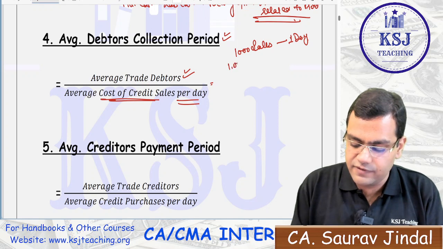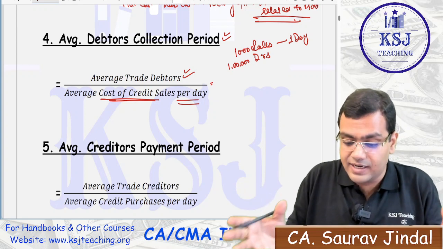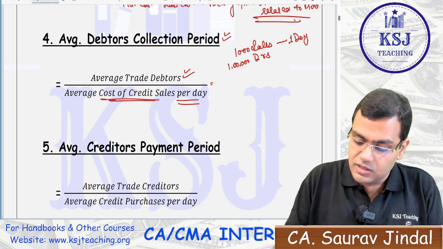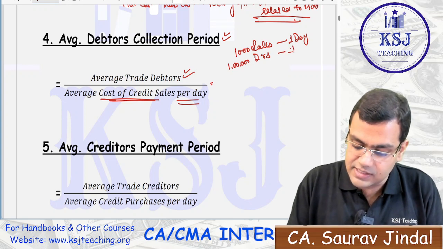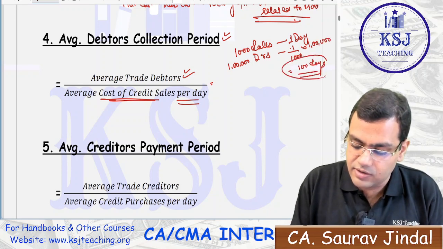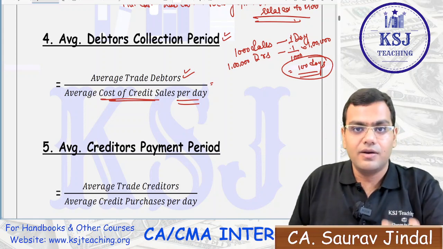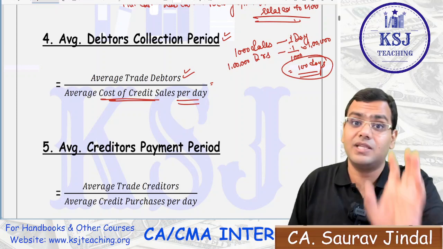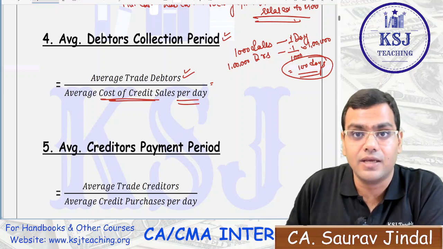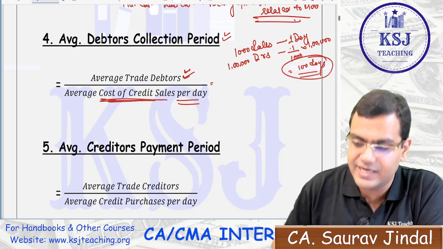So on an average, if you have 1 lakh rupees of debtors in your books, that represents how many days of sale? That means what is the time that it takes to recover the money? That is 1 divided by 1,000 multiplied by 1 lakh rupees, that is 100 days. These 100 days represent the period for which the cost has been incurred on the debtors, on the finished goods, but that amount has not been recovered yet, right? So average trade debtors divided by average cost of credit sales per day.